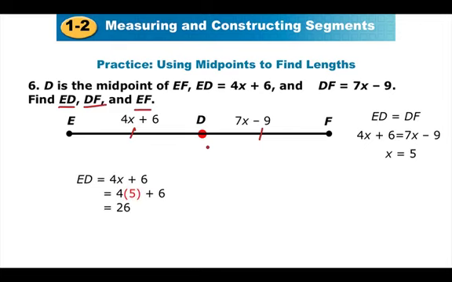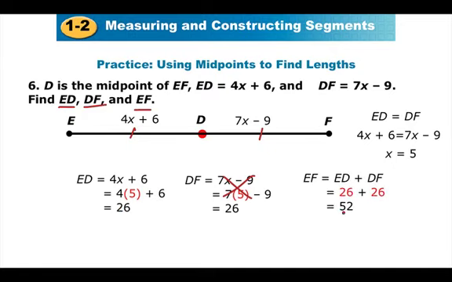So you go back and plug it in for ED, you plug it in for DF, and you get 26, 26. You can actually skip going through the algebra here. Why? Because ED is going to be the same thing as DF, because D is the midpoint. And then the last part, how do we find EF? You don't have to go through the algebra, just multiply this by 2. And that's how you end up with 52. Here I just showed you the algebra. Moving on to the next slide.